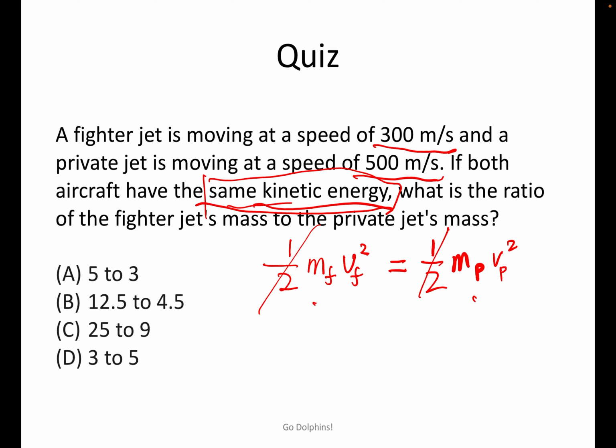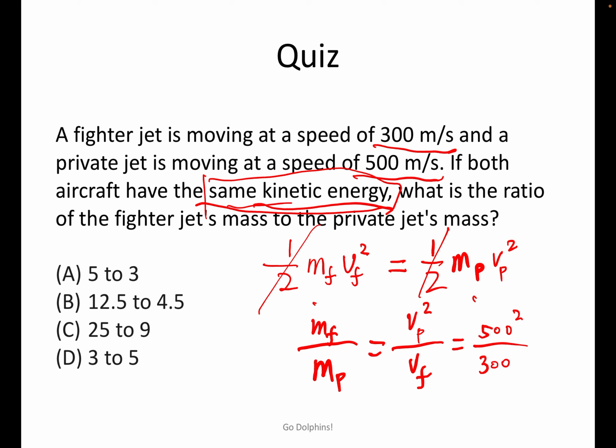So we want to find the fighter jet mass to private jet mass ratio. We want to find this ratio and rearrange this equation. That should give us this. The speed of the private jet is 500 meters per second. The speed of the fighter jet is 300. Cancelling out all the zeros, we have 25/9. So the correct answer is C for this quiz.